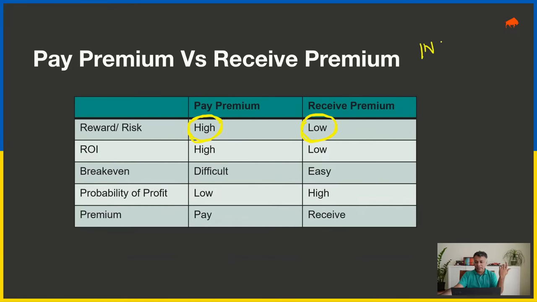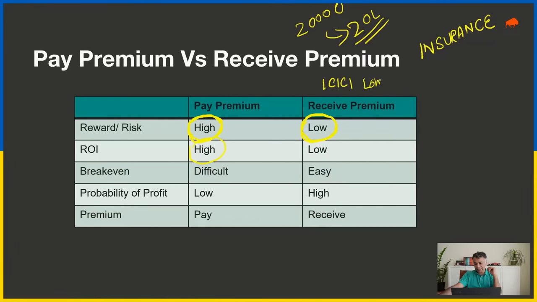Think about it like insurance, right? When you are buying insurance from ICICI Lombard or HDFC Ergo or Max Bupa, your reward by risk is actually very high, because you're paying maybe 20,000 premium every year. And in case that hits, you are going to end up getting a payoff of, if I'm thinking of a health insurance policy here, maybe around 20 lakh cover. So basically, this is like option buying, right? You're paying premium, your reward to risk is very high, and your ROI is also high, because you pay 20,000 and get 20 lakh. But think about it. So I'm going to write this as ICICI Lombard, the insurance person.